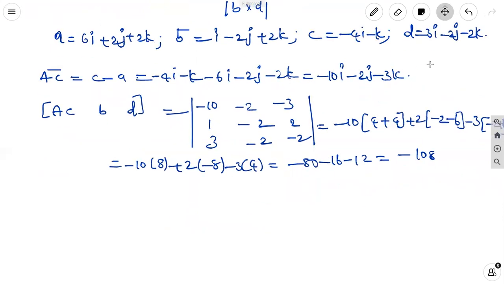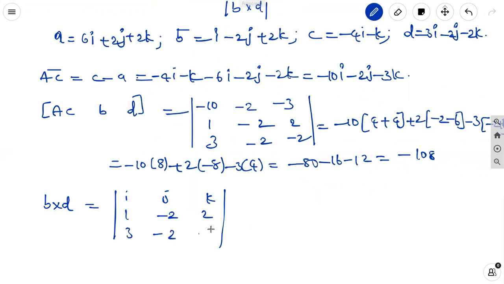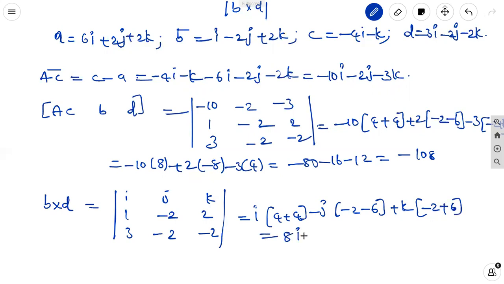So next we can find B cross D, that is equal to the determinant with rows i, j, k; B is 1, minus 2, 2; D is 3, minus 2, minus 2. That equals i into (4 plus 4) minus j into (minus 2 minus 6) plus k into (minus 2 plus 6), equal to 8i plus 8j plus 4k.